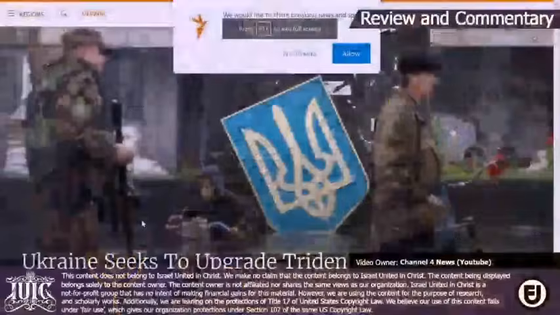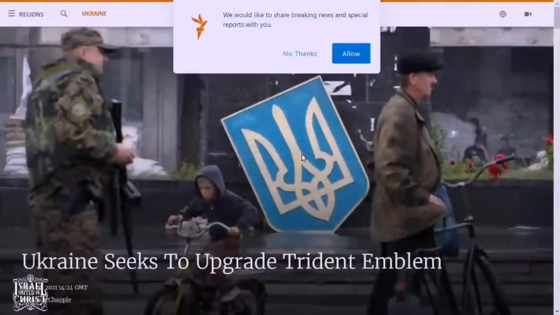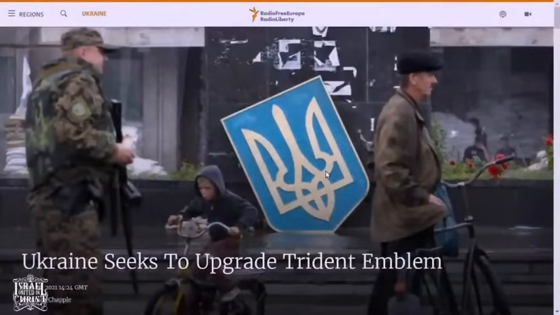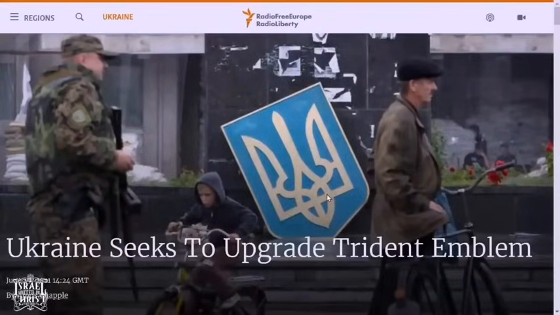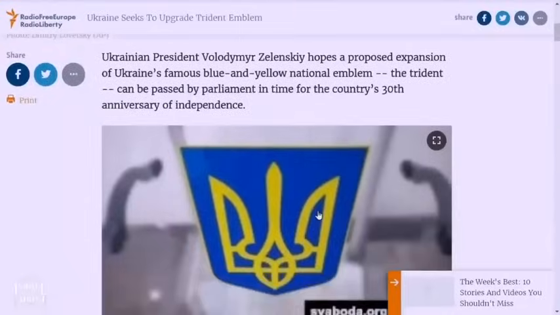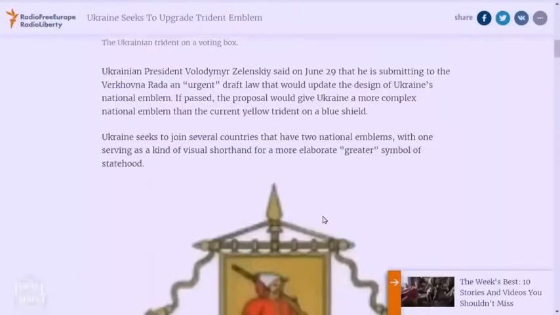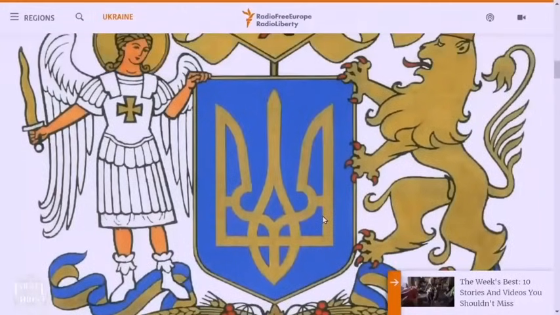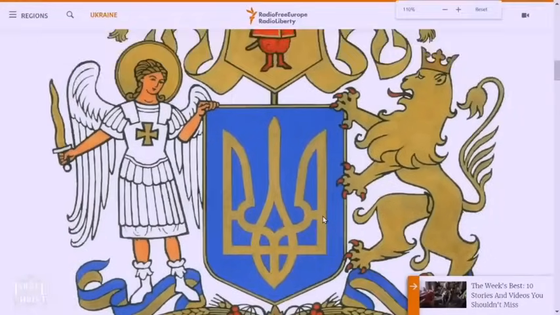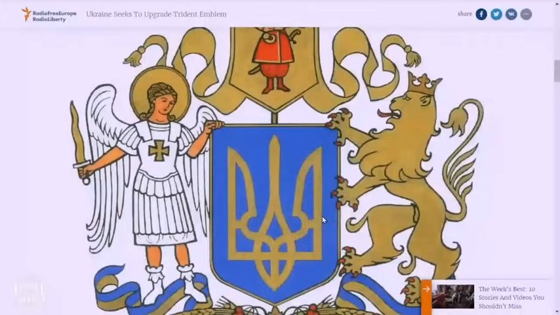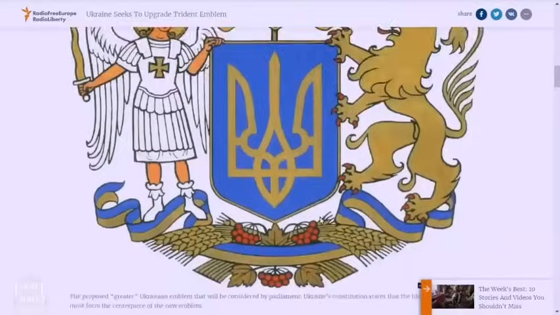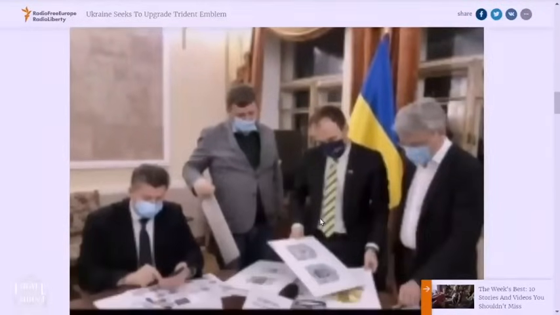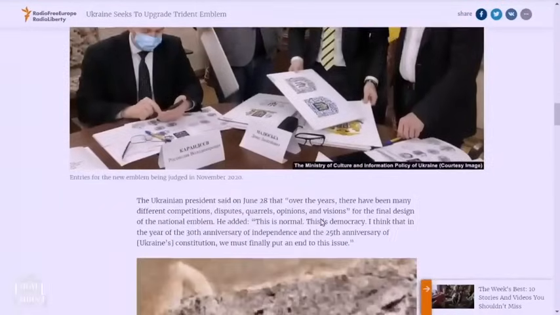Now, y'all see the symbol once again right there. Let's go through it. Raise it up. They want to upgrade the Trident emblem. This is their symbol. You see that cross right there? Y'all ever seen that cross before? Germany wore that cross. That's the German cross. Raise it up.